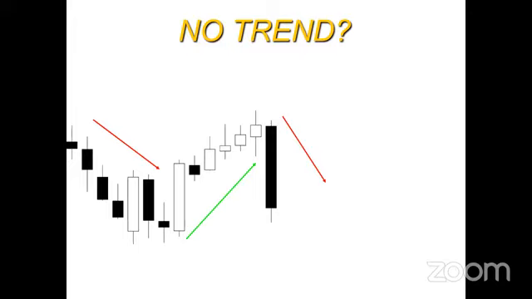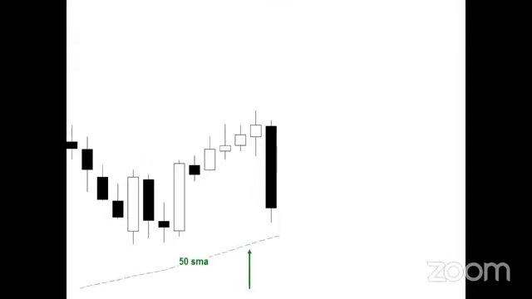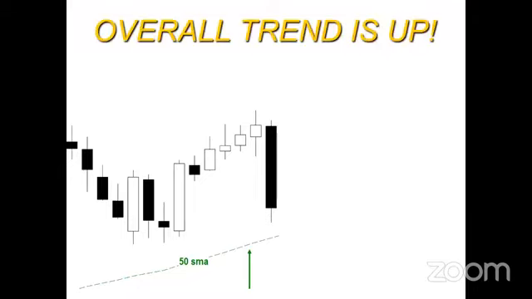That's not true. The first thing we teach our students is to apply the 50-period moving average. And then we tell them to ask themselves, where is price in relation to that 50-period moving average? And as you can see, price is above. So if price is above, what is the market telling you? Not me, not some guy in a webinar, not some guy on TV, not some earnings report. What is the market telling you? It's telling you the overall trend is up.